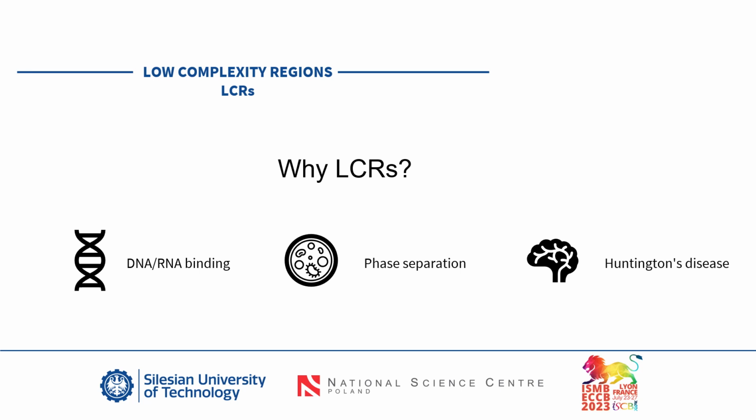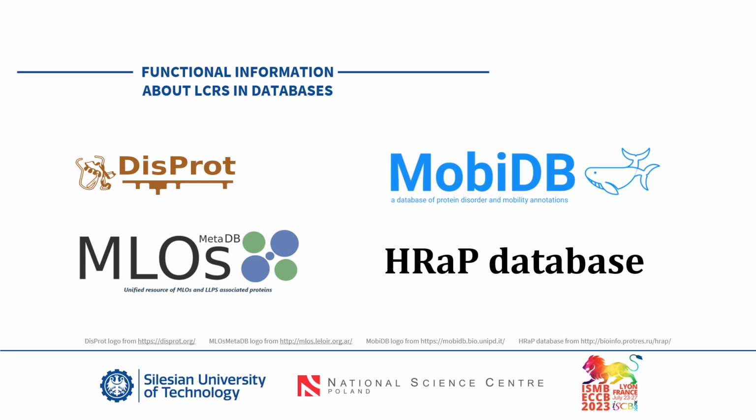Unfortunately, knowledge about LCRs has not been collected in a systematized way. Among the publicly available databases, we have databases that focus on whole proteins, for example, the intrinsically disordered proteins described in DisProt. We can also find databases focusing on specific regions in these proteins, such as low complexity regions. We can find databases containing information on LCRs with a specific function, such as in the MULOS metadatabase, regions contributing to liquid-liquid phase separation. Or we can narrow down the group of LCRs to homopolymers and search for them in the proteome, as in the case of the HRAP database.